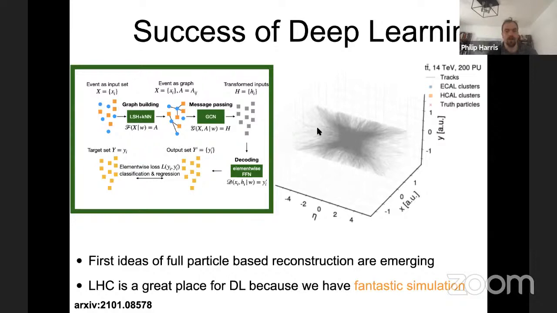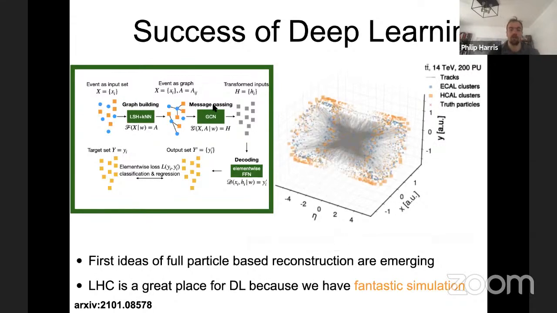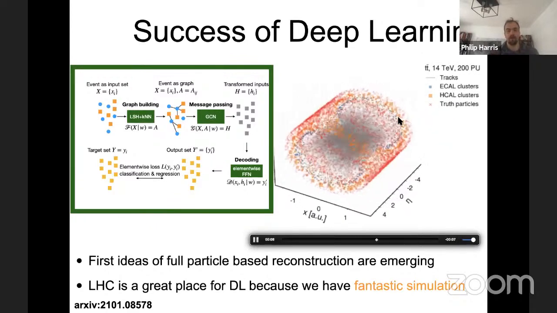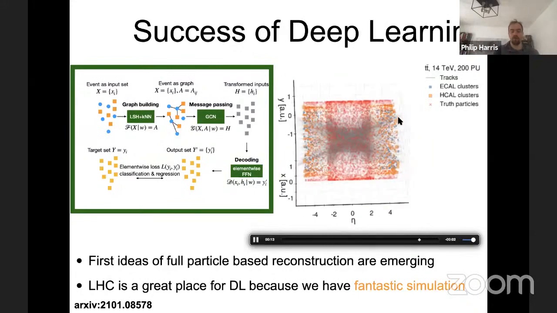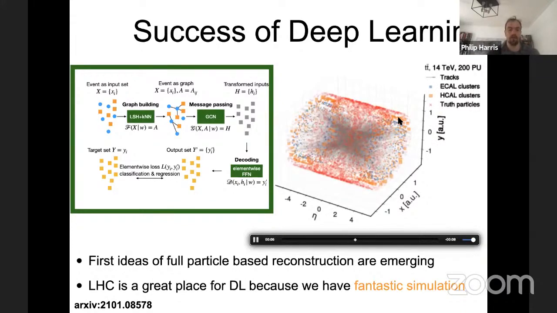Just to give you an idea of the recent developments, here's a first proposed algorithm that uses a graph neural network to reconstruct all of the particles from detector deposits in one swoop. This is one network. You can give it the collection of inputs, clusters, and tracks, and it will link them all together and give you a collection of particles. So it's one algorithm that can look at an event and see it all.